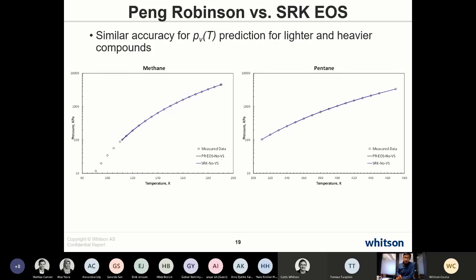So if you compare the two equation of state models, Peng-Robinson and SRK, you can see that this is methane vapor pressure, this is pentane vapor pressure, and they are on top of each other. So in terms of the accuracy for individual component vapor pressure, there is almost no distinction between the two equations of state.